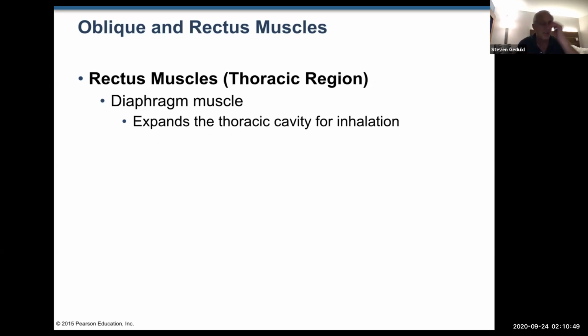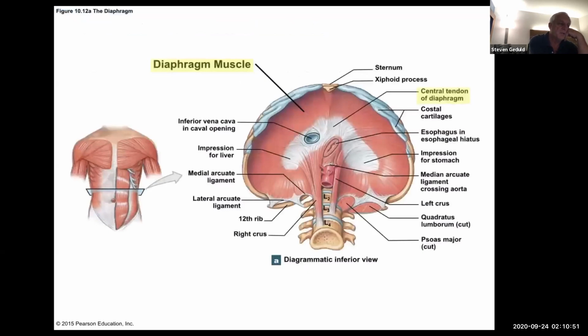Simple chemistry. This is your diaphragm muscle. This huge thing right here. See, when it contracts, it pulls downwards. It increases the volume of the thoracic cavity, allows the lungs to expand. You can see all the red is a muscle, and you see the tendon right here where it connects.